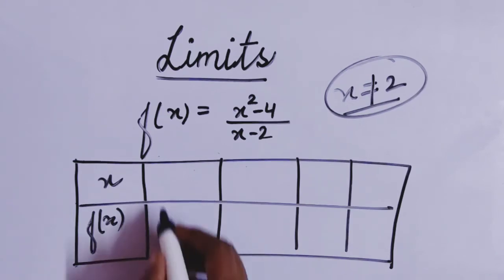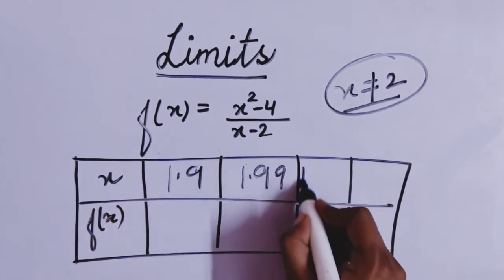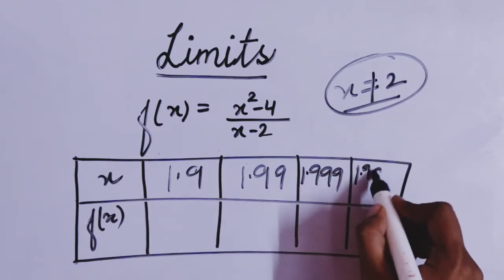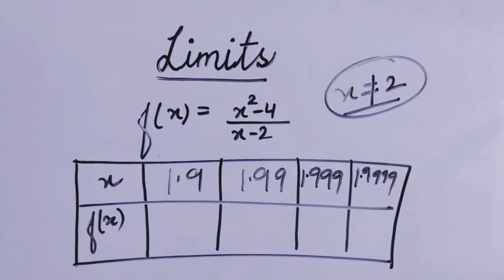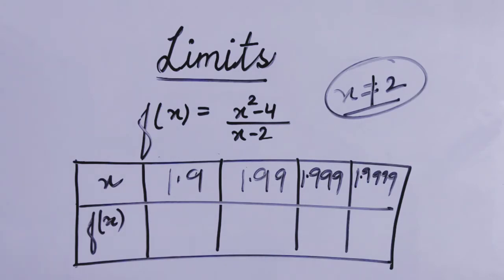Suppose 1.9. Suppose 1.99. Suppose 1.999. And suppose 1.9999. I am taking these values. Now you only see here. These values are not equal to 2, but they are less than 2, and they are very very close to 2. So how will we find the value? If we put the values directly, it will be very difficult. It will get solved, but the calculations will increase a bit.